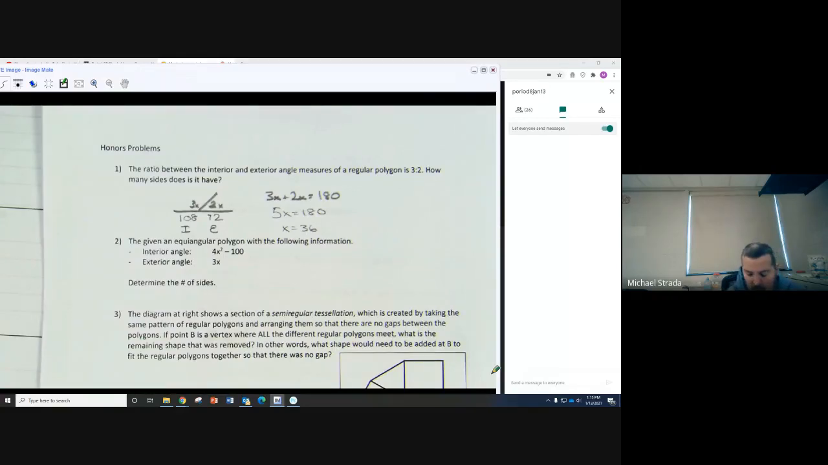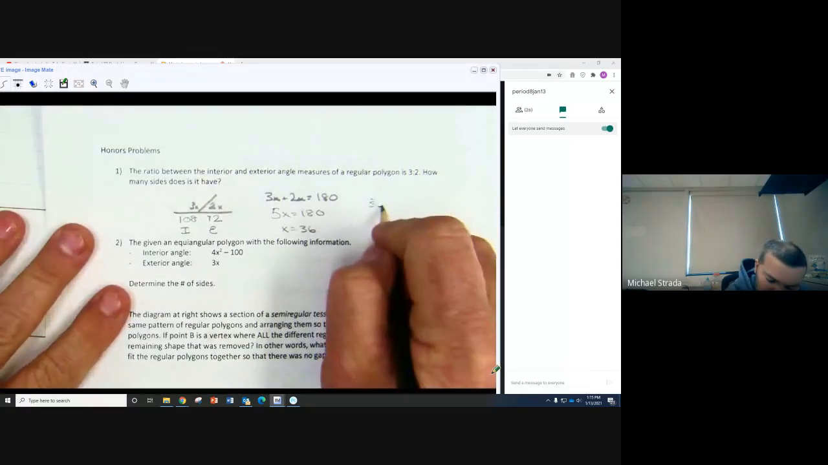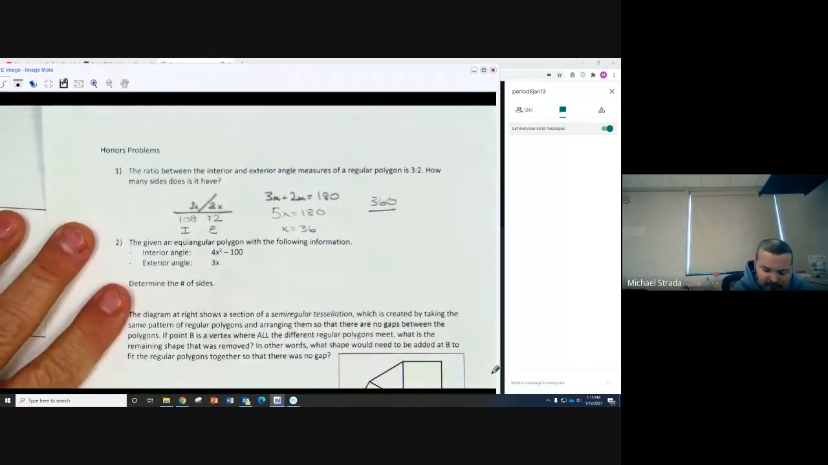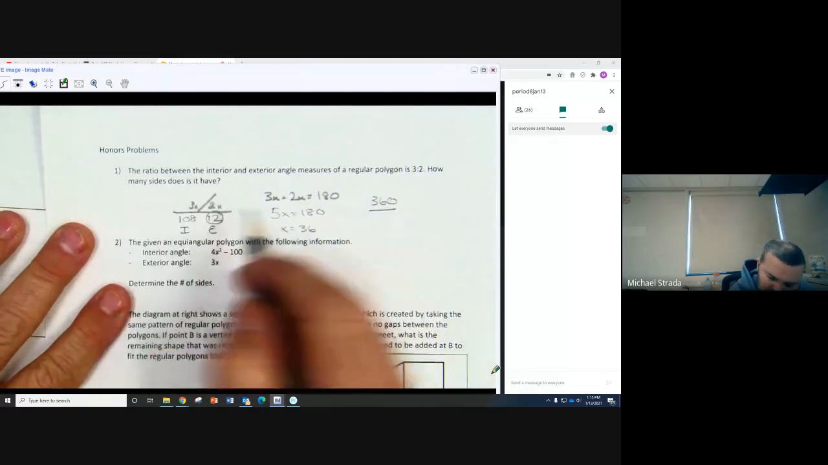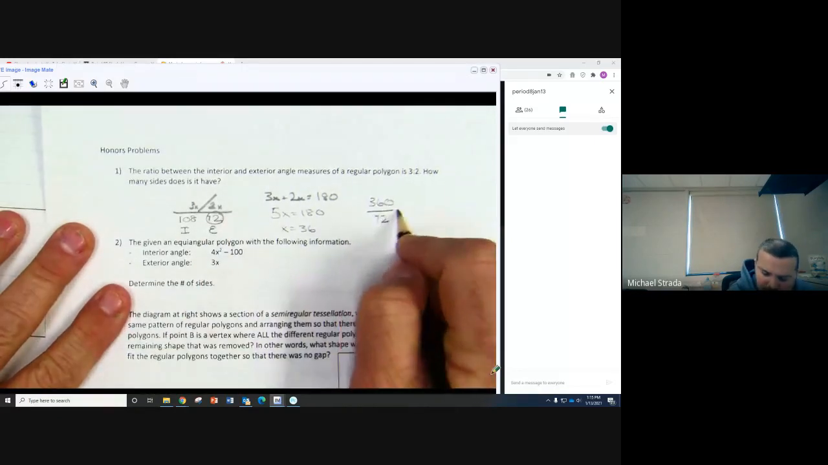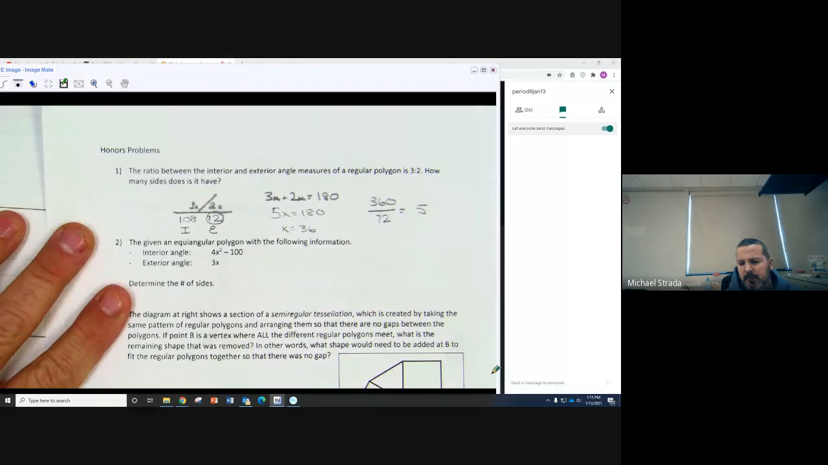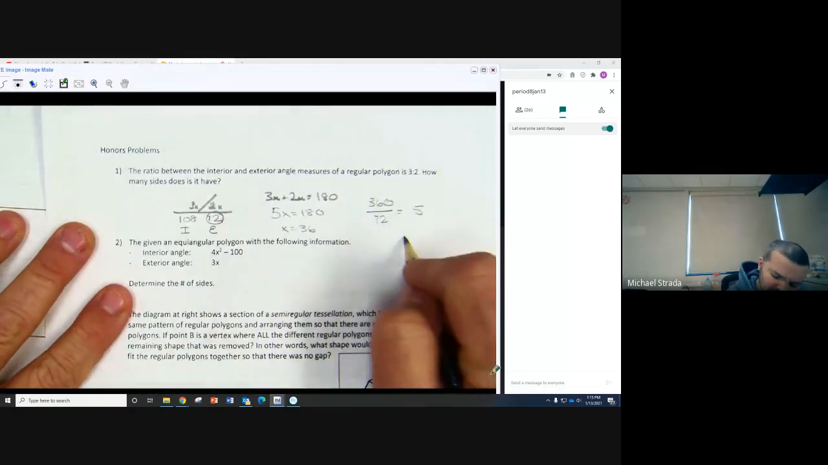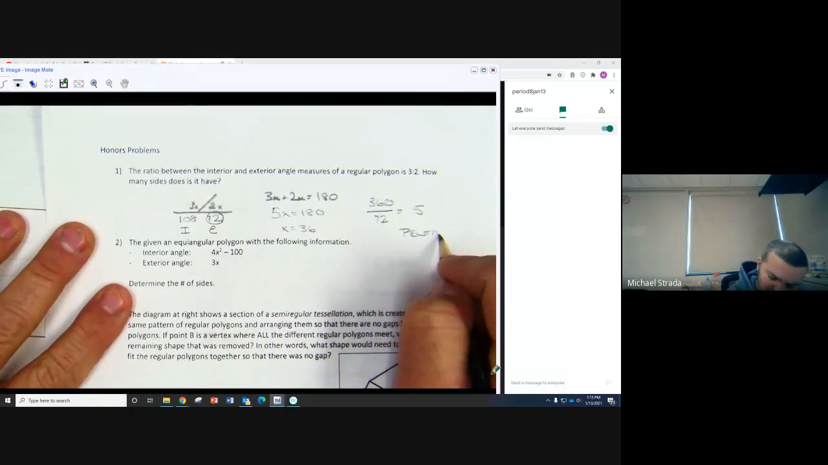Okay, now we don't know what the interiors add up to, but we know what the exteriors add up to, 360. I take that 360 and divide it by the individual angle measure, which is 72. 360 divided by 72 is 5. That tells me, ladies and gentlemen, that that figure is a pentagon.